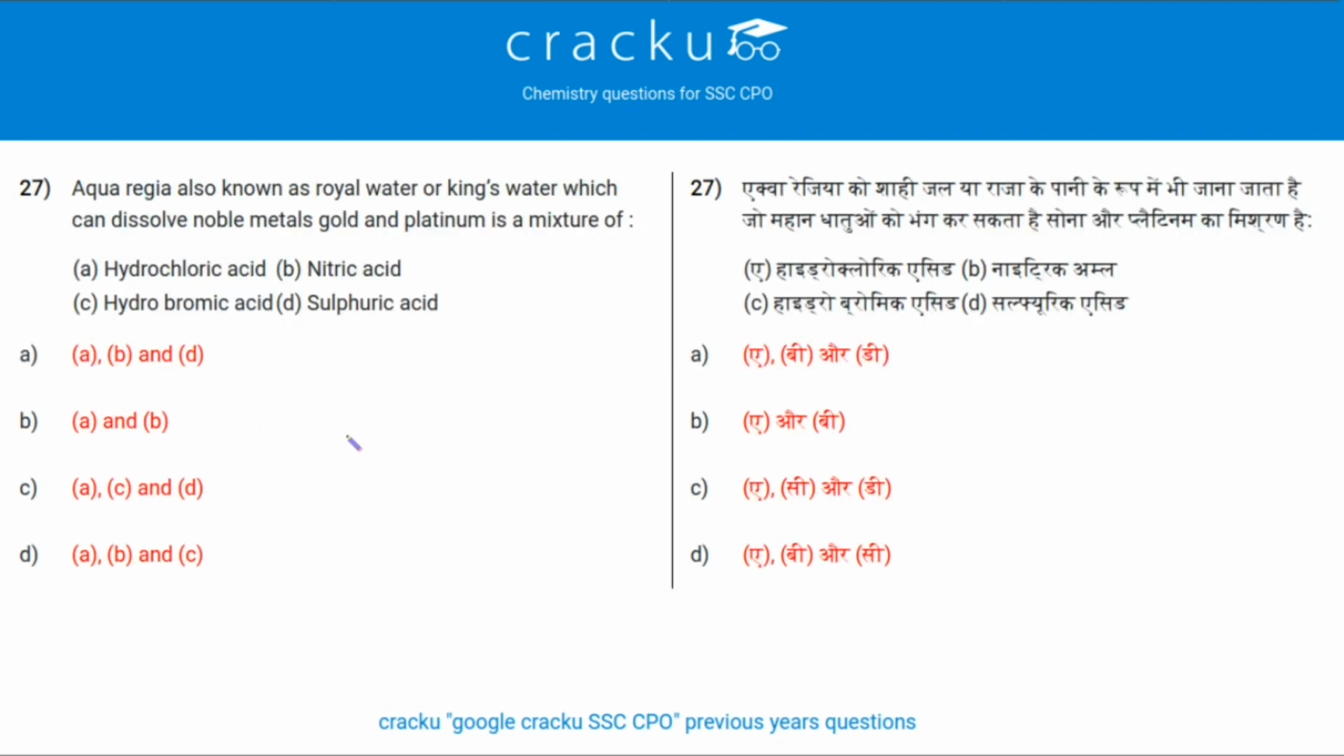Next question. Aqua regia, also known as royal water or king's water, which can dissolve noble metal, gold and platinum, in a mixture of, okay, aqua regia is the mixture of hydrochloric acid and nitric acid in a molar ratio of 1:3. So the answer to this question is B. It's both A and B in a ratio of 1:3.